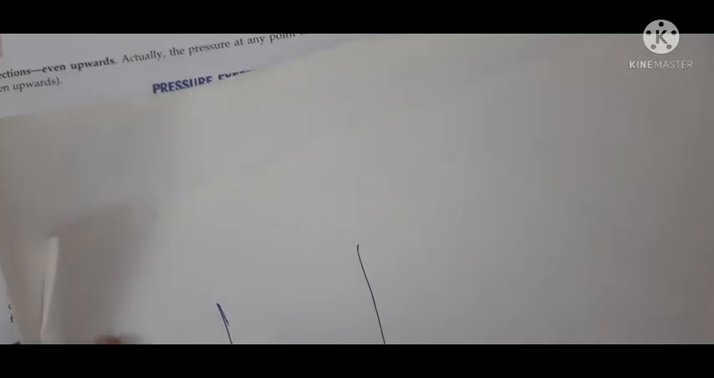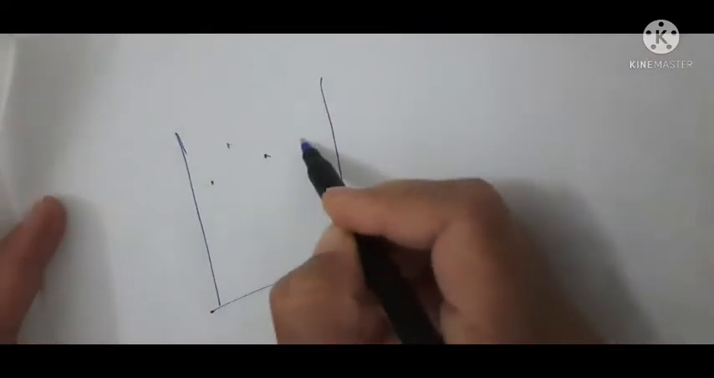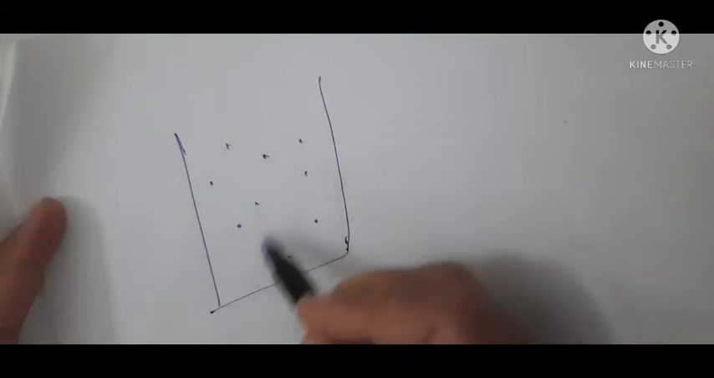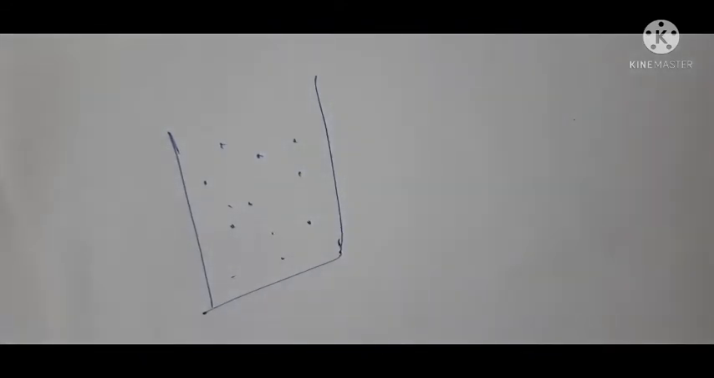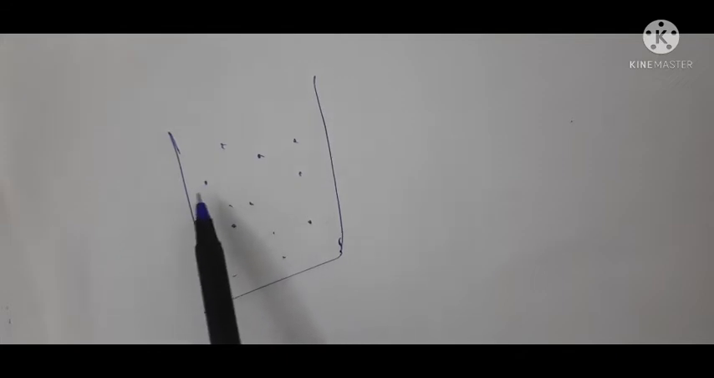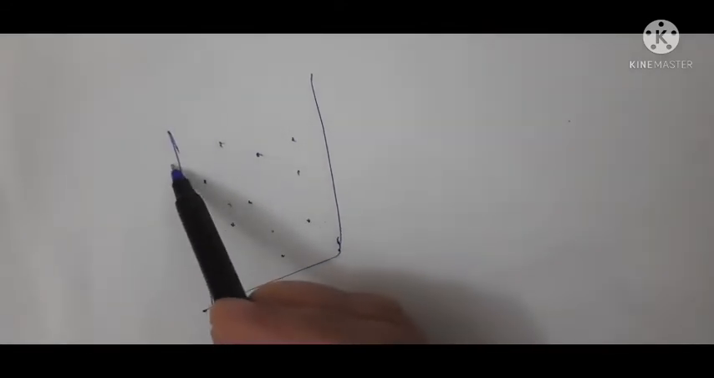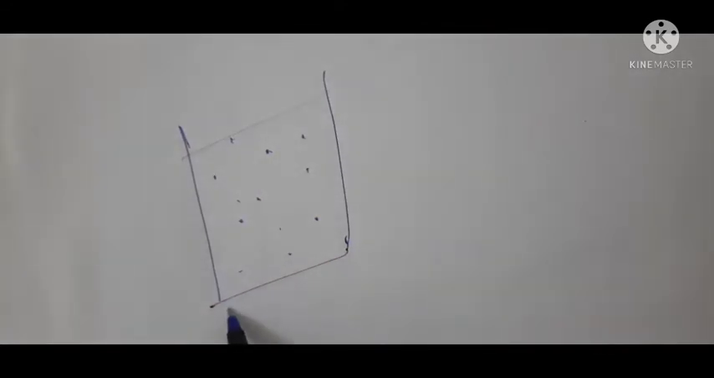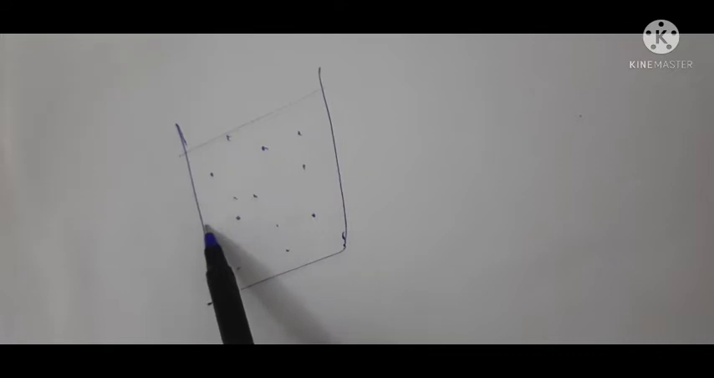If this is a container, these are the gas particles. They have occupied this much space, okay. So here the pressure per unit area will be less, or definitely they will collide with the walls of the container, let us say here. But still what is happening? It is occupying so much space. So per unit area the pressure will be less, force will be less per unit area.